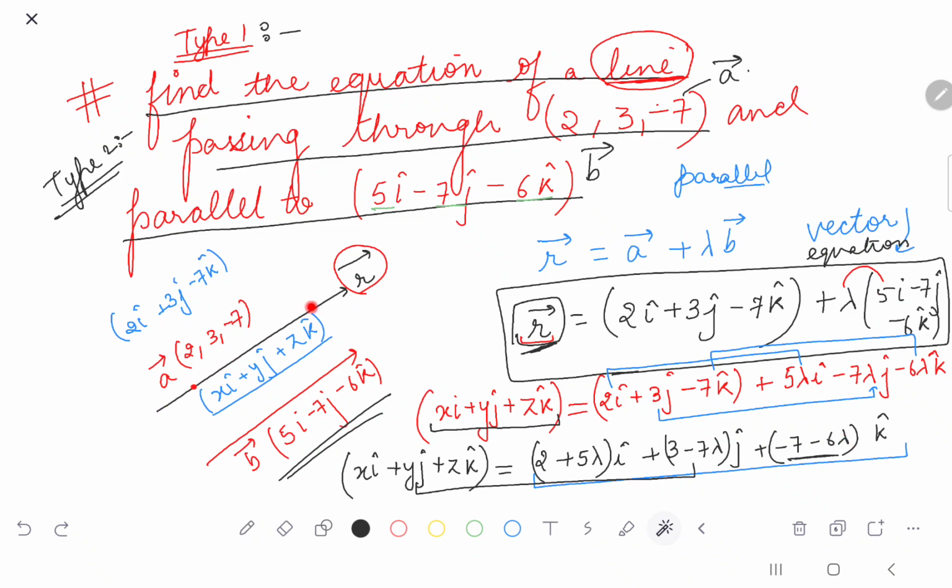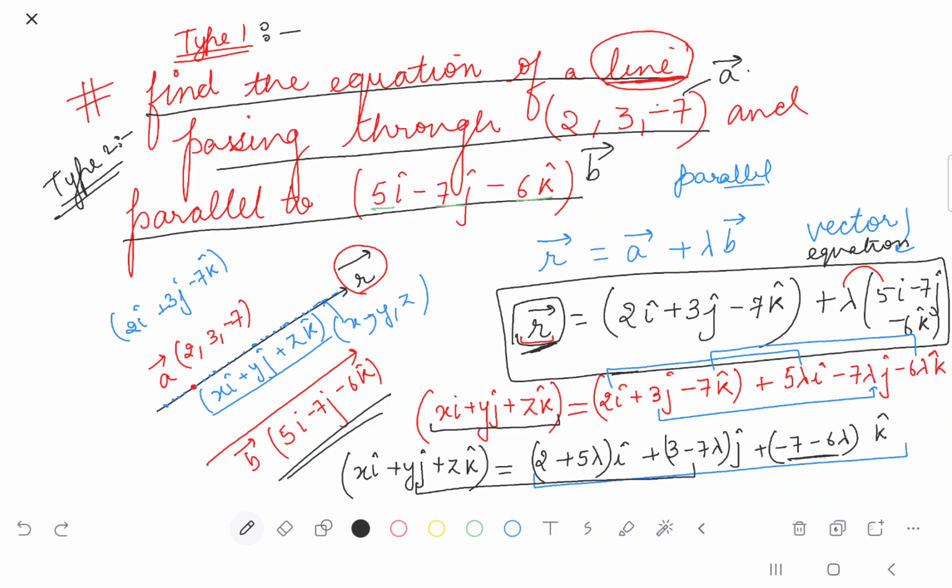Because understand, in vector form, we are trying to find the equation of this r line. But I hope you understand that this r line is nothing but just a vector, and every vector can be written as xi cap plus yj cap plus zk cap, where x, y, z is any point on this black line. Any random point on this line could be x, y, z. Understood or not? Yes, ma'am. Any doubts in this? So this is type 1.